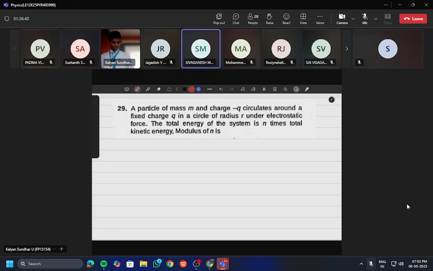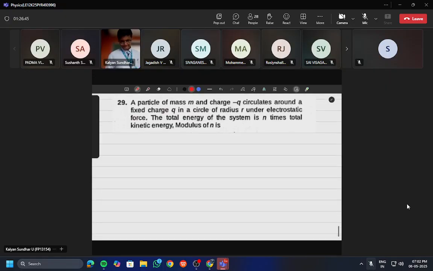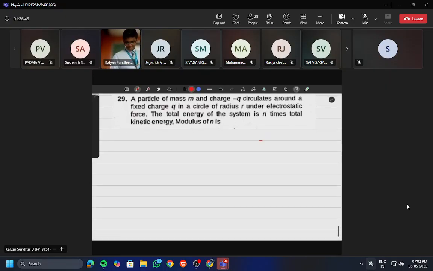Let's check. This is 2, let's check. Right sir. So total energy is nothing but your kinetic energy plus potential energy. That's all. What is potential energy?